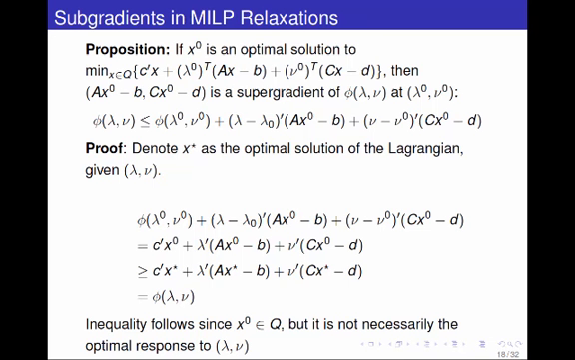So, if I can show that this holds anywhere for any lambda nu, I prove that this is a supergradient of the function phi at lambda 0 nu 0. You buy this claim? So, what are we solving, the dual function or the relaxed problem?